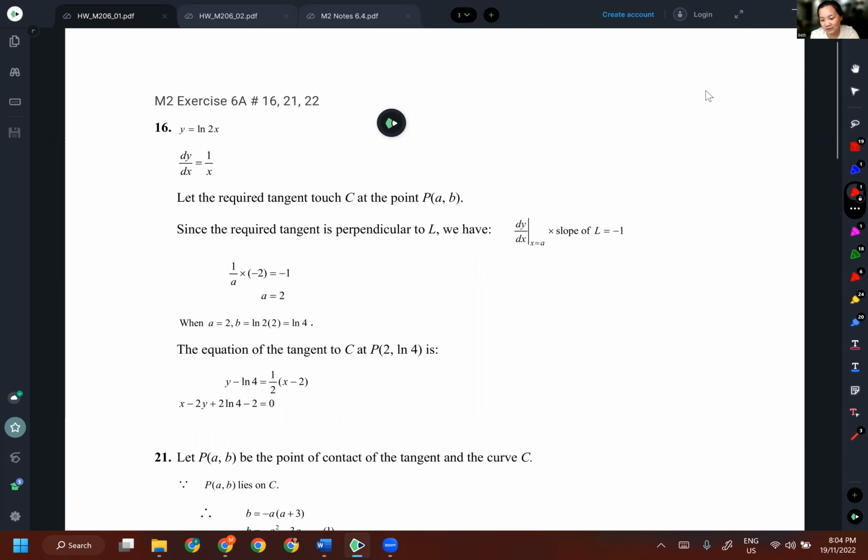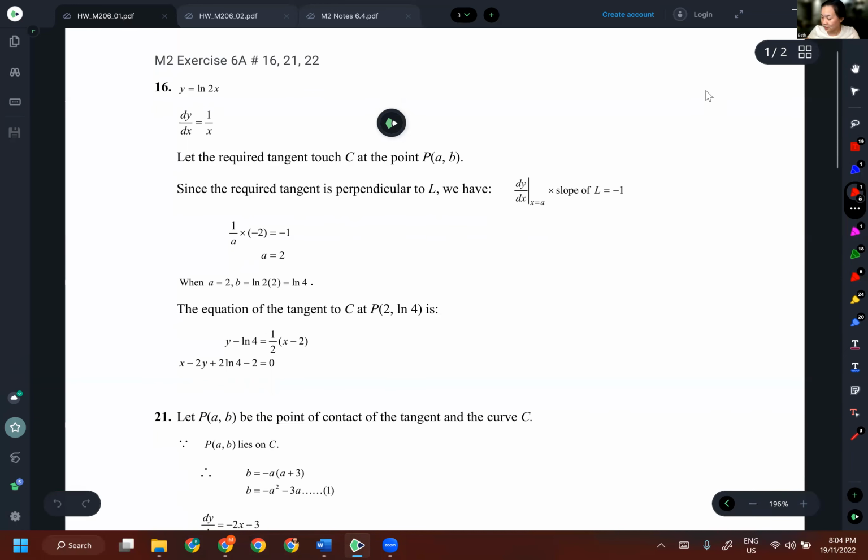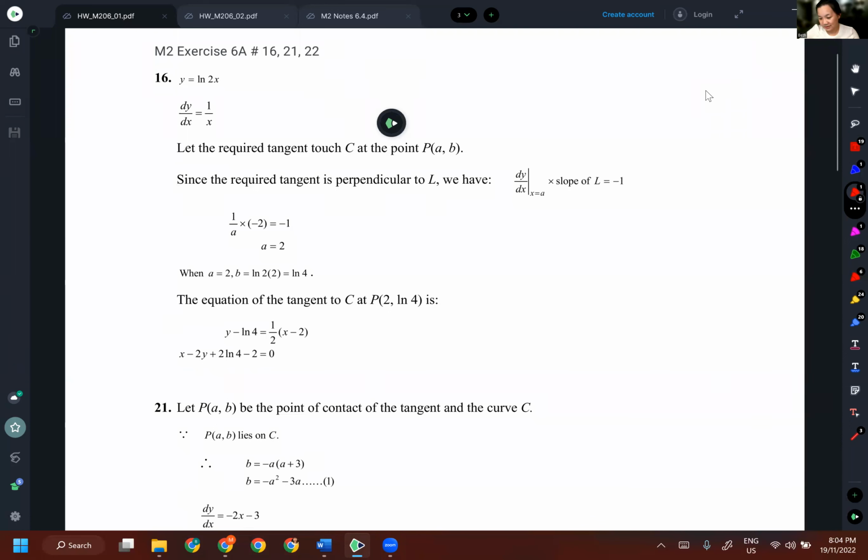The three questions are completely different. The first one is a logarithmic function. This is a normal function, being an explicit function, so the differentiation is very, very easy. You only have to find out the point of contact. You can find A first and then find B, and then you can set up the equation. The equation has log 4 in it, but that's okay. You must keep log 4.